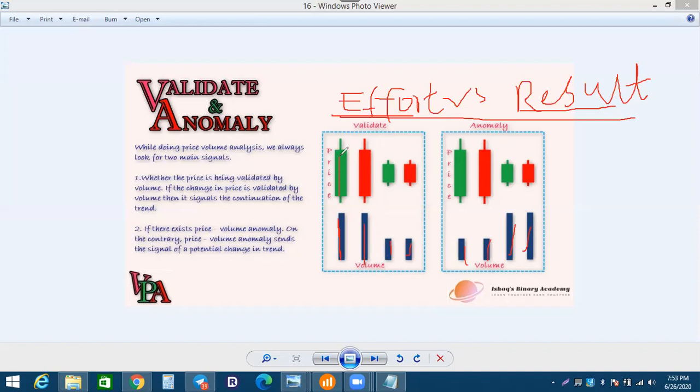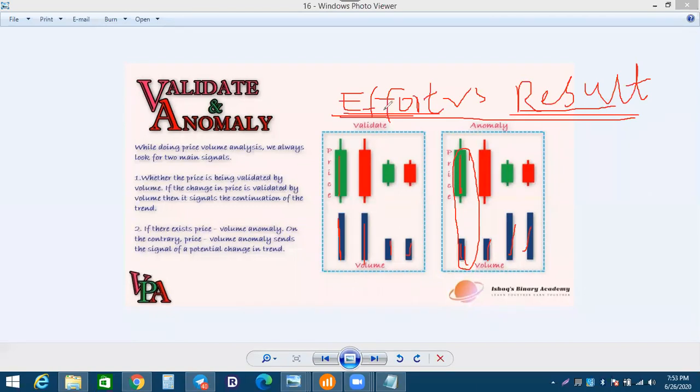must be high. If the effort is low, then the price must be low. But here the price, the result, is high. So there is an anomaly. You can understand from this law that effort and result must match each other. If there is something wrong between effort and result, then you will find a reversal. If effort and result match each other, that is a sign of continuation. This trend will continue, the next candle will continue in the same direction. So we are analyzing the effort and the result in the chart.